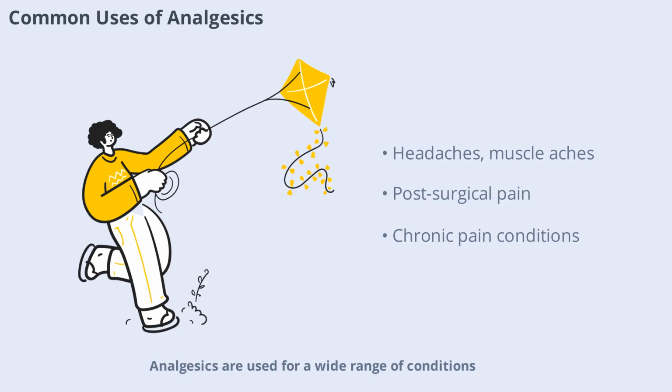Analgesics are used for a wide range of conditions, from headaches and muscle aches to post-surgical pain and chronic illnesses like arthritis. They are often the first choice for managing mild to moderate pain and are available in various forms including tablets, capsules, creams, and patches. Their accessibility and effectiveness make them a staple in both home and hospital settings.